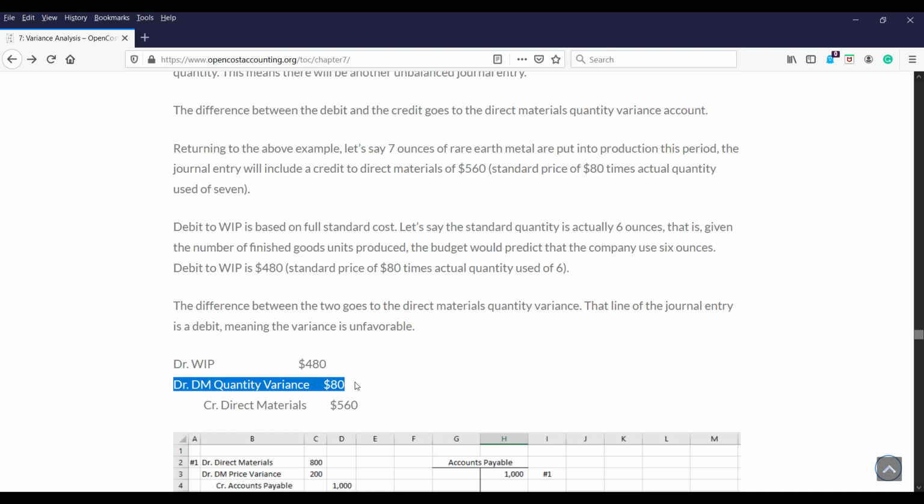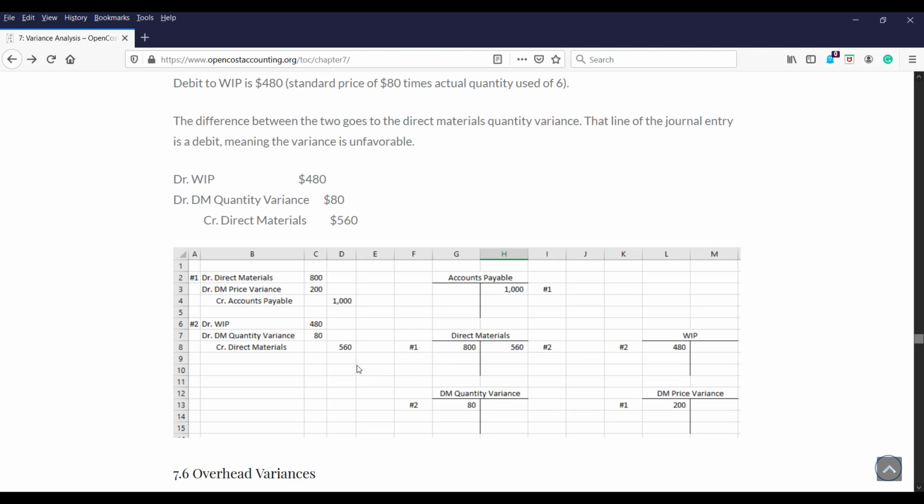Again, it's an unfavorable variance because our standard amount is less than our actual amount, and we're talking about costs. And so we have a quantity variance that's unfavorable. That means it's a debit to this quantity variance account. We have the two entries lined up like this. They happen at different times, and they don't have to line up.